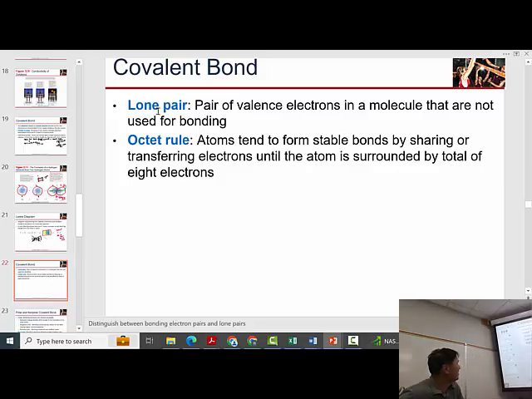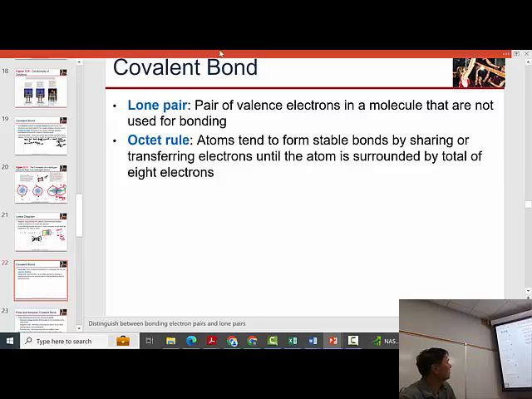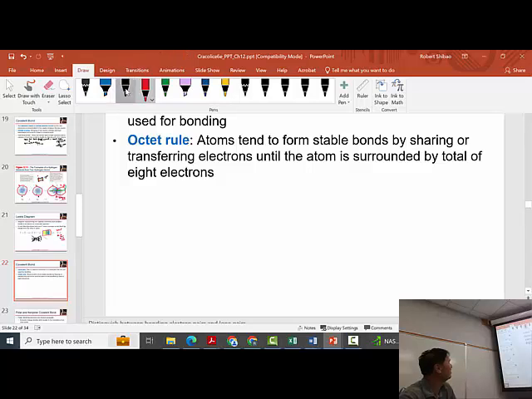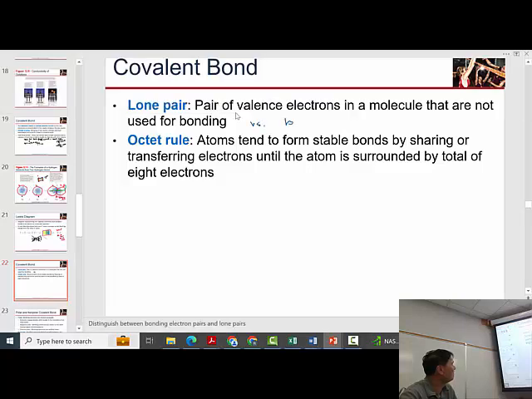We have lone pairs and bonding pairs. Lone pairs are a pair of valence electrons in a molecule that are not used for bonding. And then, of course, bonding pairs would be pairs of electrons that are actually used for bonding, and so versus bonding pairs.